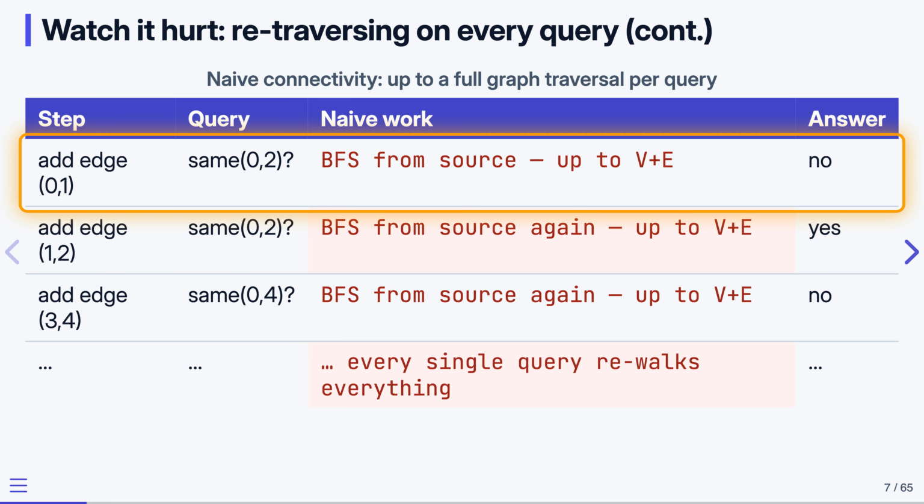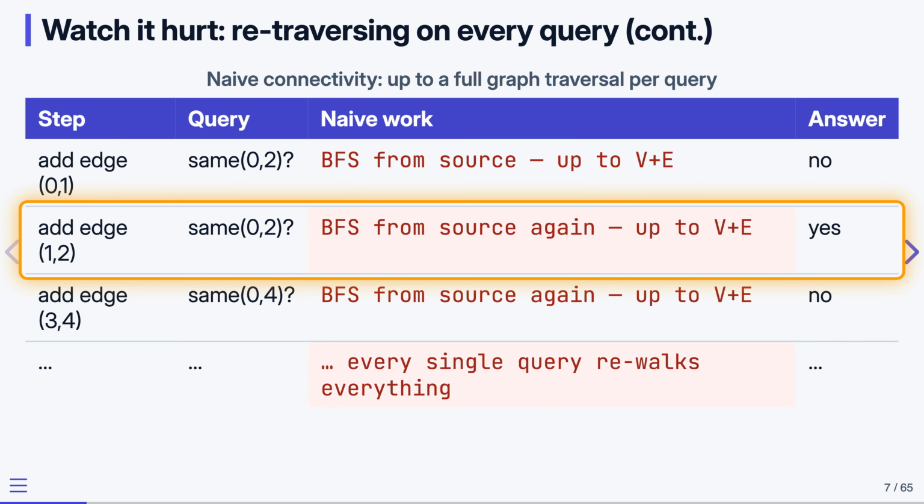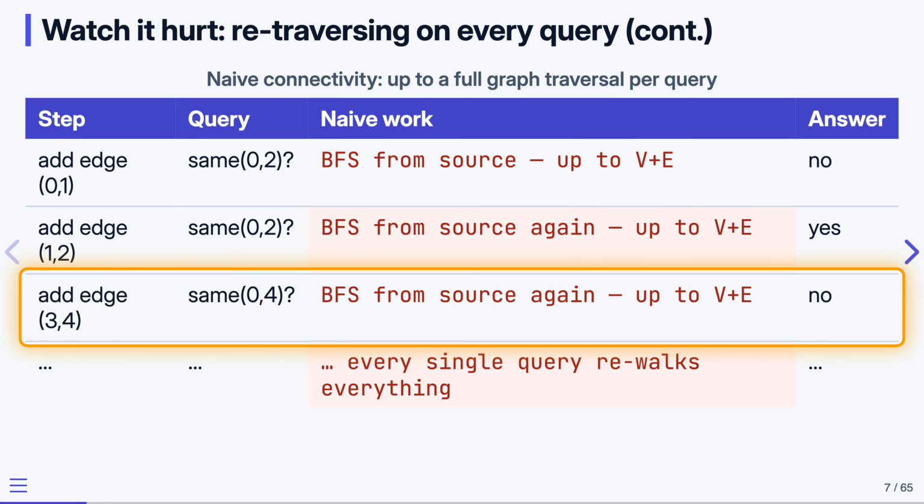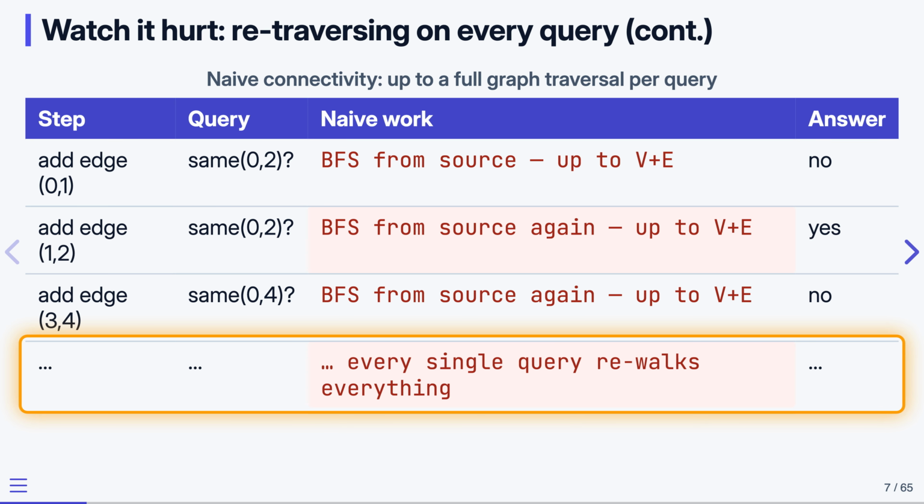Watch the work pile up. We add edge 0, 1, then ask, are 0 and 2 in the same group? The naive way runs a breadth-first search from 0, up to V plus E steps in the worst case, and answers no. We add edge 1, 2 and ask the same question again. Another search from scratch, and this time the answer is yes. We add edge 3, 4 and ask about 0 and 4. A third search from scratch, and the answer is no. And so on. Every single query rewalks everything from scratch.